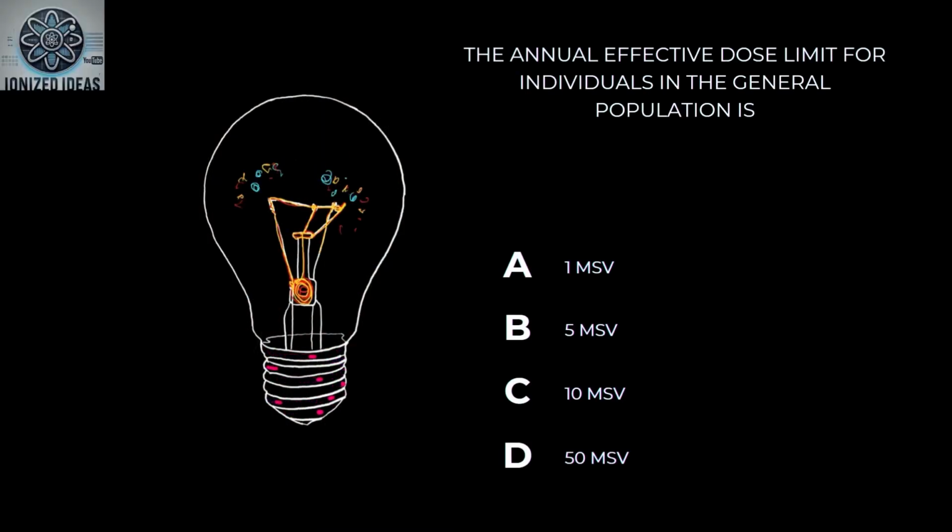The annual effective dose limit for individuals in the general population is: A. 1 millisievert, B. 5 millisieverts, C. 10 millisieverts, D. 50 millisieverts.